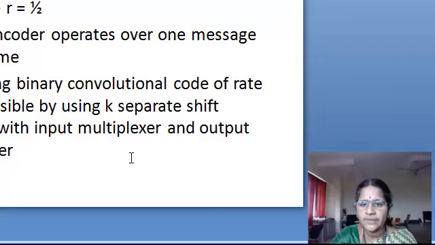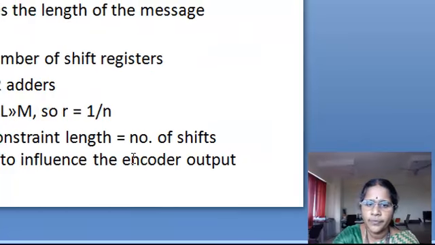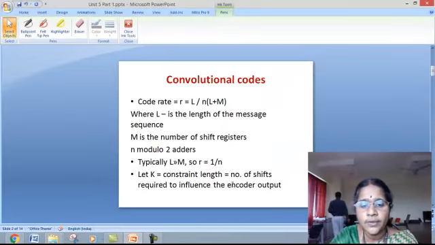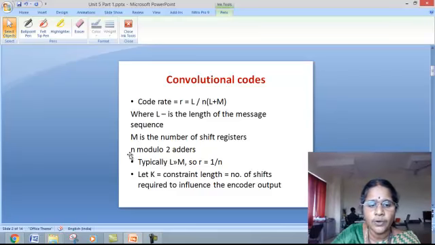L is the length of the message sequence, M is the number of shift registers, small n represents the modulo 2 adders, and code rate is given by R equal to L divided by n into (L plus M). Typically, L will be very much greater than M, and so this L plus M will be approximately equal to L, and thereby the code rate is given by 1 by n.